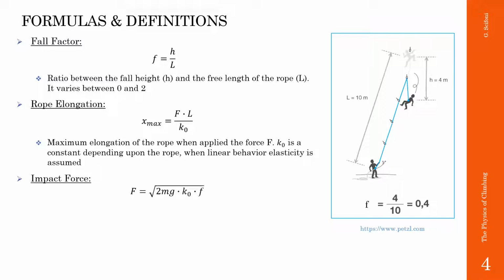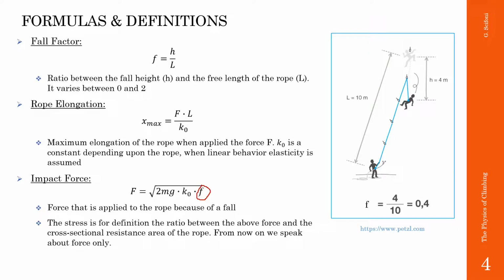The impact force, capital F, is the force applied to the rope as a consequence of a fall. The formula displays that the force, for a certain rope having elastic constant K0 and for a climber having mass m, only depends upon the fall factor F. The stress is, by definition, the ratio between the above force and the cross-sectional resistance area of the rope, but from now on we speak only about force.